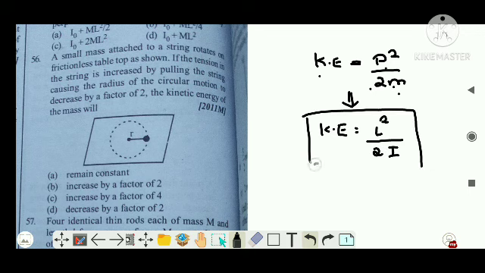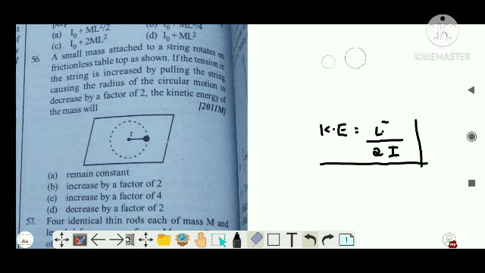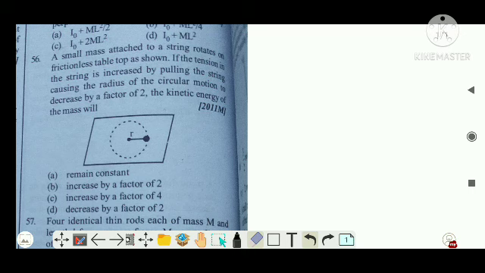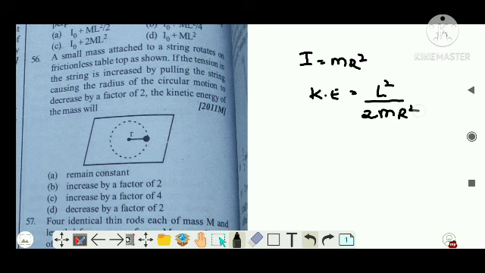So write this expression also, the kinetic energy is equal to L squared by 2I, where L is the angular momentum and I is the moment of inertia. Now since there is no friction, obviously due to conservation of angular momentum, L is constant. So L remains conserved about the center. L is constant, and I is equal to mr squared. We just wrote kinetic energy is equal to L squared by 2I. In place of I, I am going to write mr squared. All right, this is for the first case.